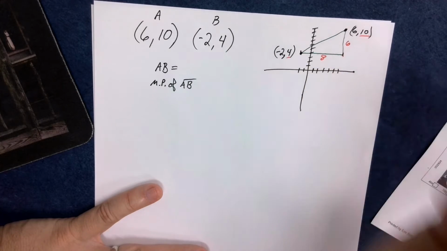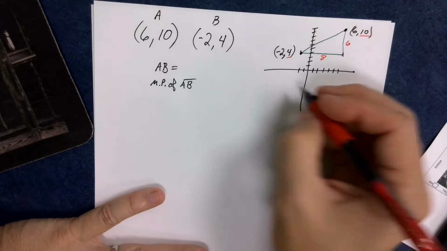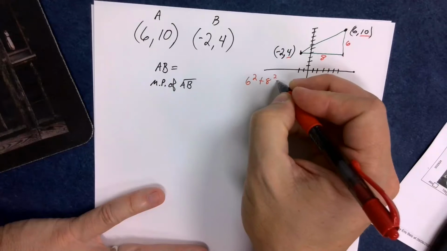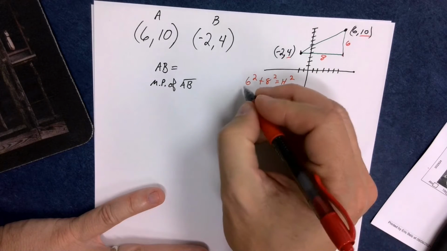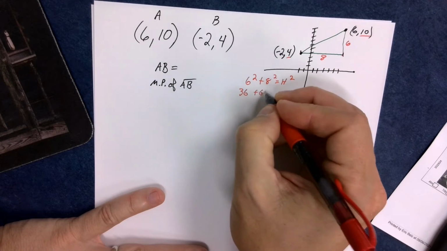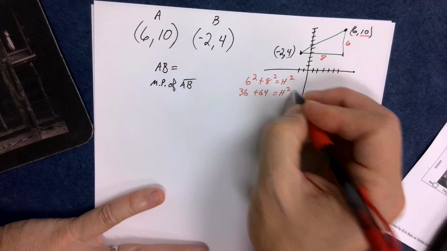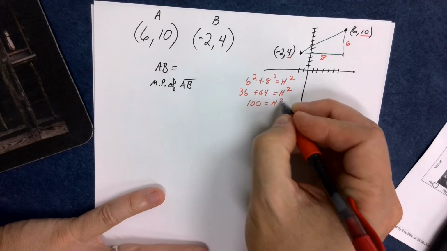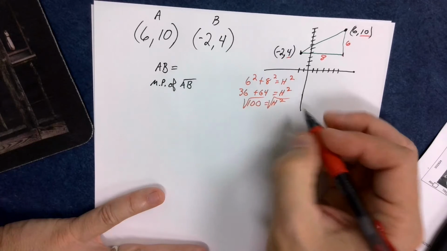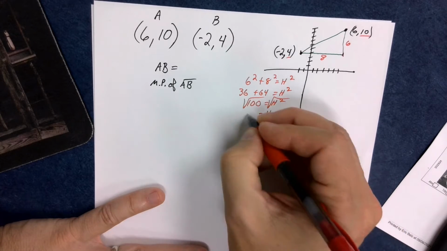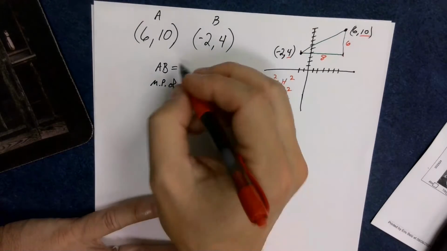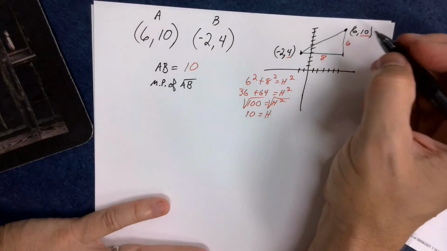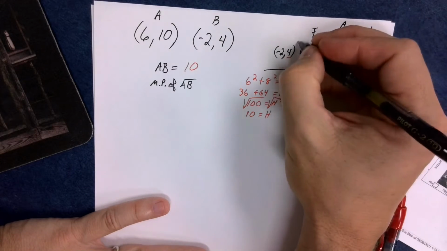That's 8. So if I do the Pythagorean theorem, 6 squared plus 8 squared equals hypotenuse squared. That's 36 plus 64 equals hypotenuse squared. 36 plus 64 is 100, equals hypotenuse squared. Then we take the square root of both sides, and the hypotenuse equals 10 in this case. So my distance is 10. That's how far it is from point A to point B.